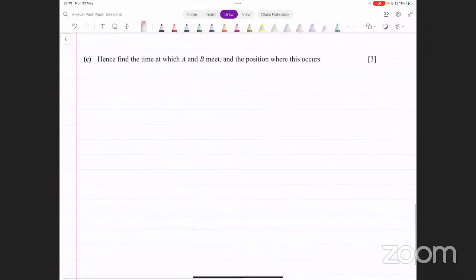अब सी पार्ट देखते हैं. It says hence find the time at which A and B meet each other and the position where this occurs. टाइम जिस पे वो मीट करते हैं और वो किस पोजीशन पे मीट करता है. अब जब वो एक दूसरे, इफ दे मीट ईच अदर, दैट मींस उस पॉइंट के ऊपर उनका पोजीशन वेक्टर सेम होना चाहिए, इक्वल होना चाहिए. जो A का पोजीशन वेक्टर है, अगर वो मीट कर रहे हैं तो उन दोनों के पोजीशन वेक्टर्स जो हैं, दे हैव टू बी इक्वल एट दैट पॉइंट.